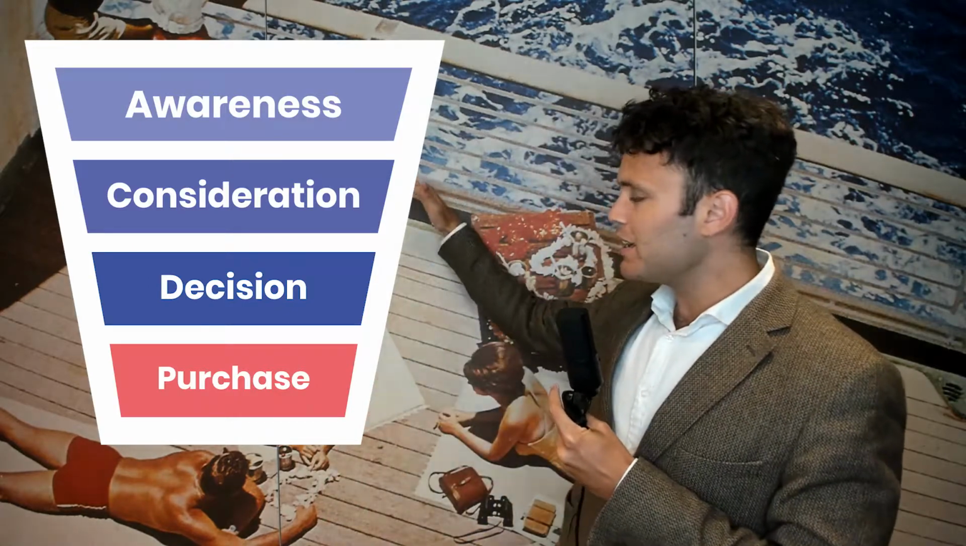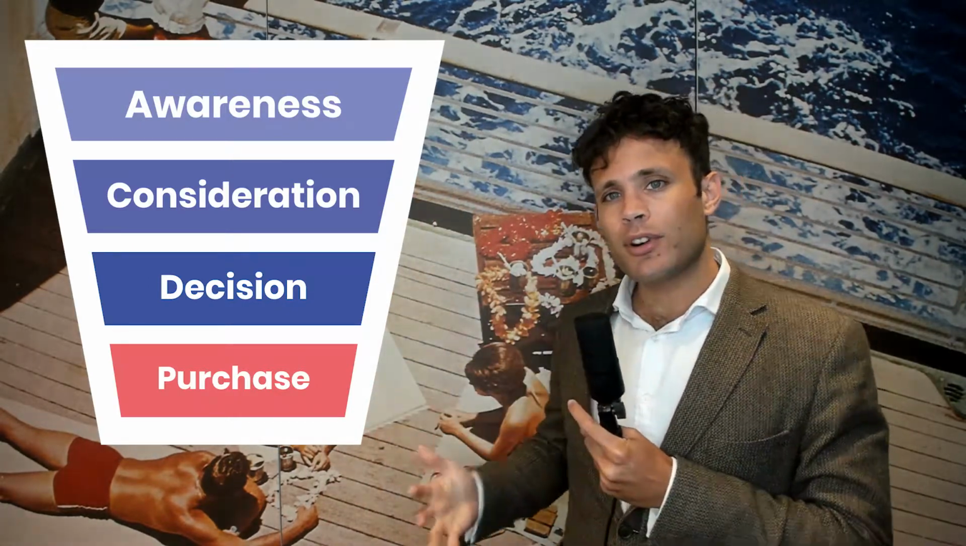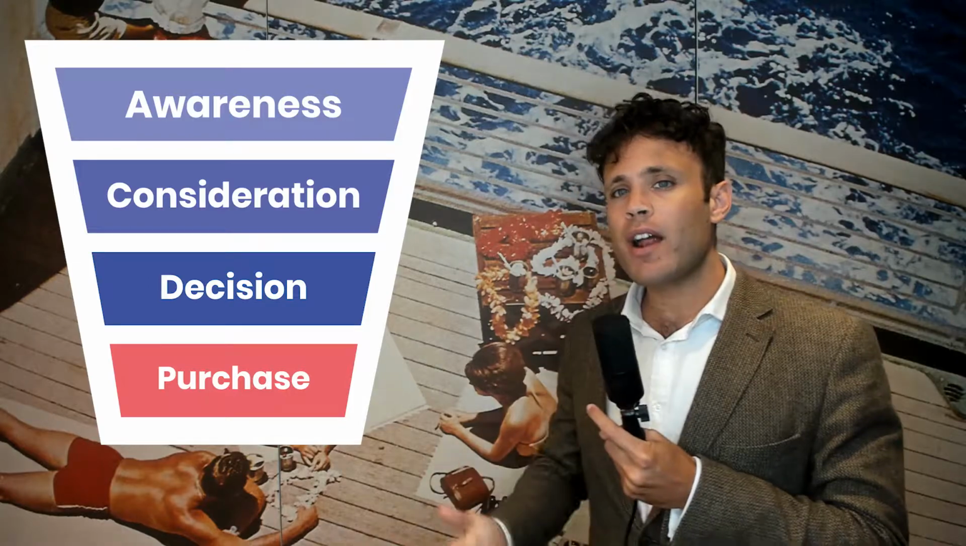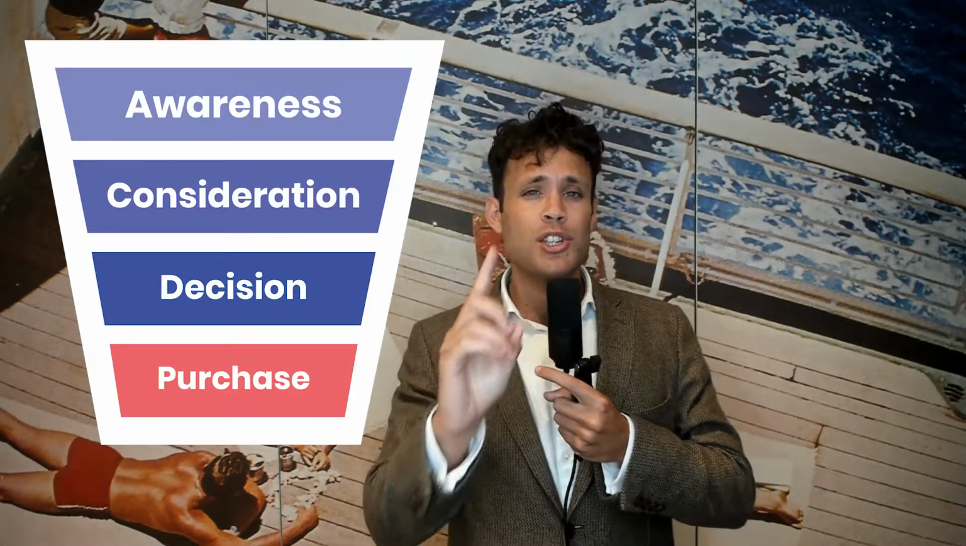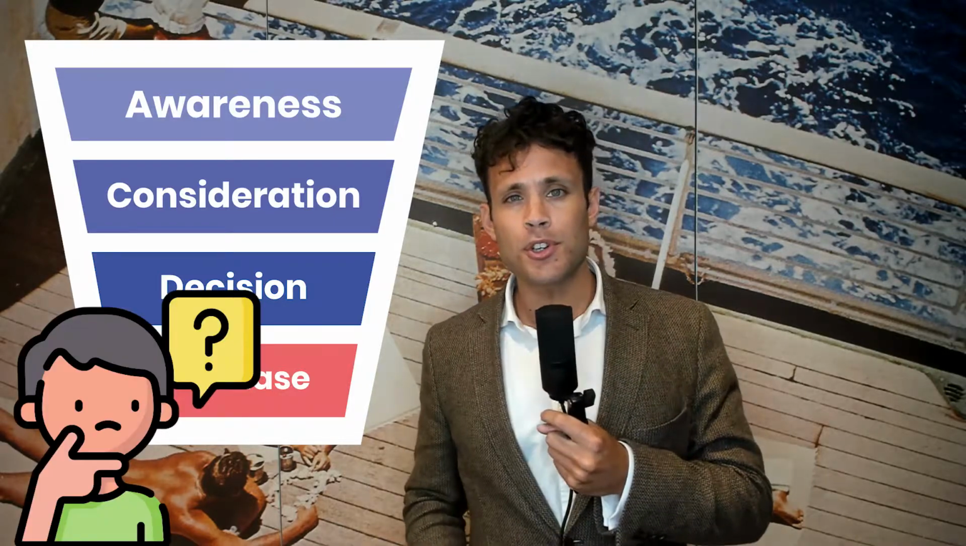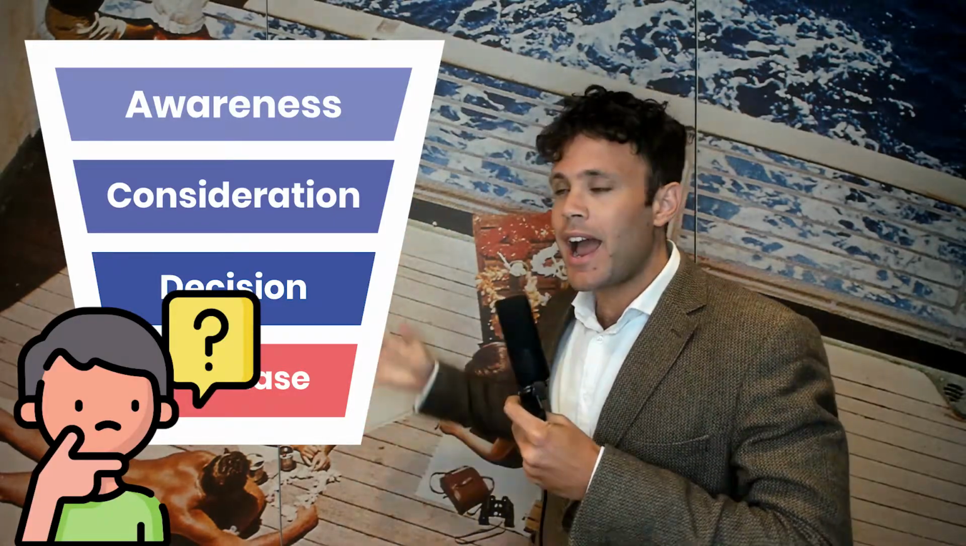So you can see that these three different levels of prospect will have very, very different needs in their content and what you do for them. So the question is, what content should you produce for each of the different stages and how much of it?